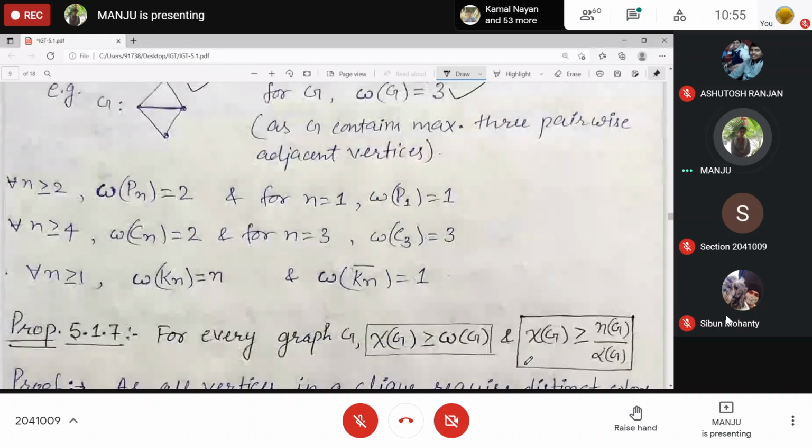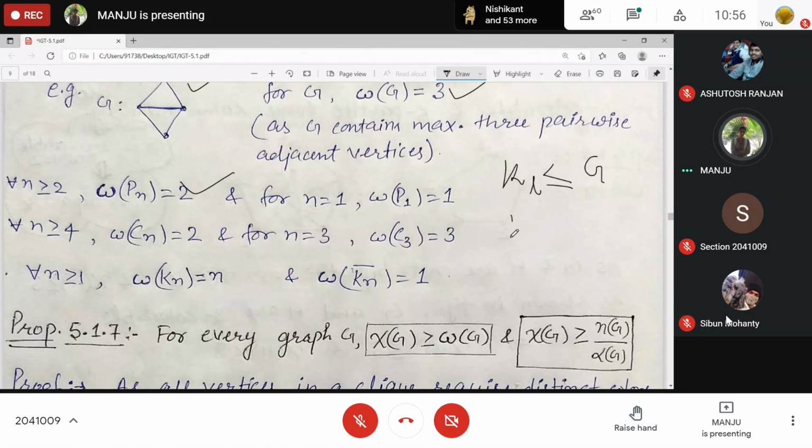So in general, whenever you find K3 and you are not able to find K4, it means K4 is not the subgraph of that and K3 is the subgraph. Or in general, somewhere KL, where L is the order of this complete graph, is the subgraph of G, but not KL plus 1. Then what will be the clique number? L.